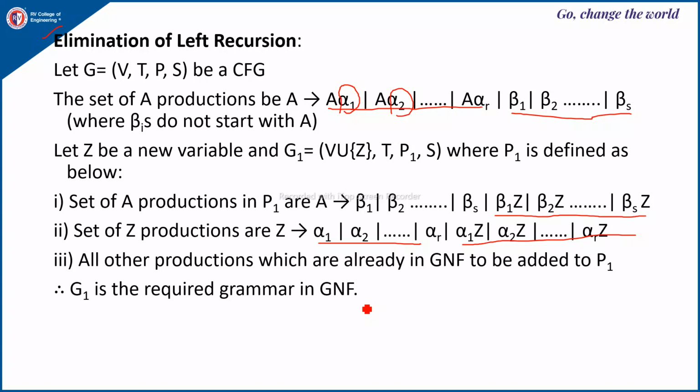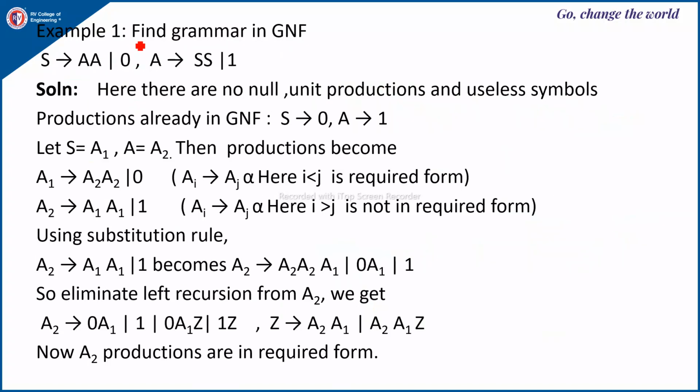Let us see some examples. First one: find the grammar in GNF. You can observe S derives AA or 0, A derives SS or 1.